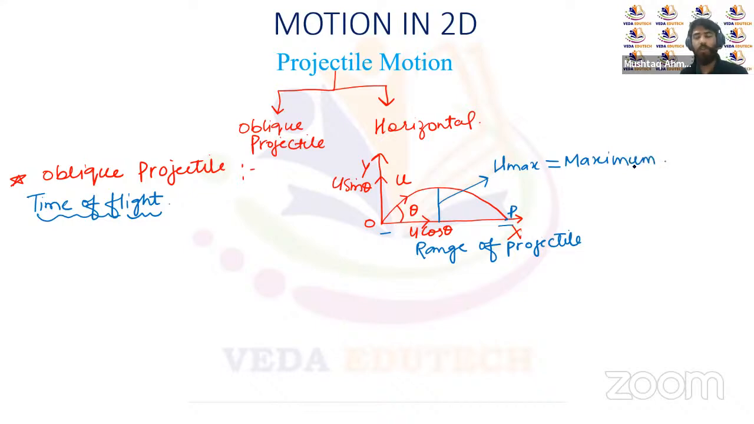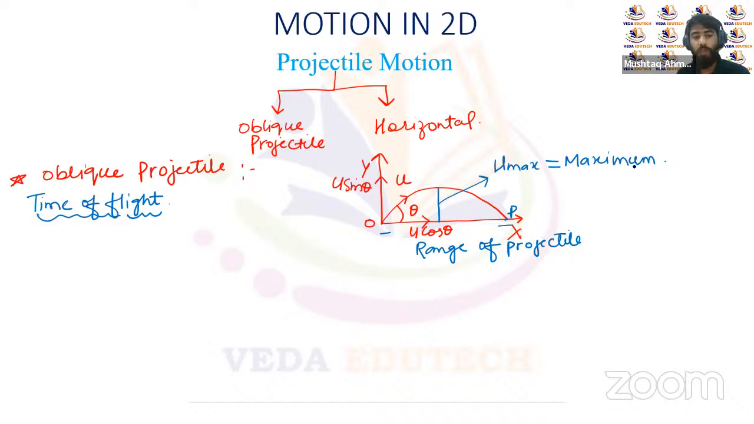So mainly we have to calculate three parameters for this oblique projectile, which has been projected at an angle of theta with the horizontal. One is the range of the projectile. What is the range? It means the maximum horizontal distance that this projectile can cover when projected with initial speed u at an angle of theta with the horizontal. Number two, we have to calculate the maximum height that this projectile can reach when projected at an angle theta and initial velocity u. And the time taken by this projectile to hit back on the same horizontal level, we call time of flight. So we have to calculate all these three parameters.